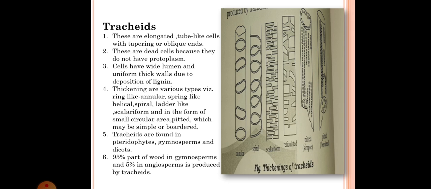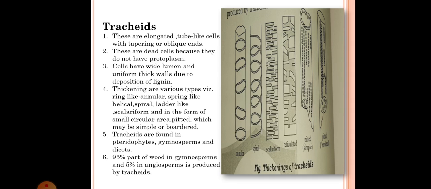Thickenings are of various types: annular, ring-like, spiral, spring-like, helical, ladder-like, scalariform, as you can see here, and in the form of small circular areas, pitted, which may be simple or bordered. So there are different types of thickenings in tracheids.